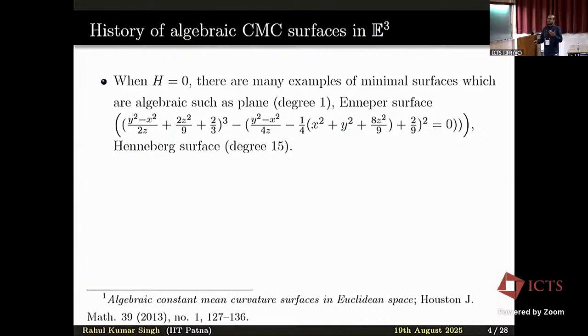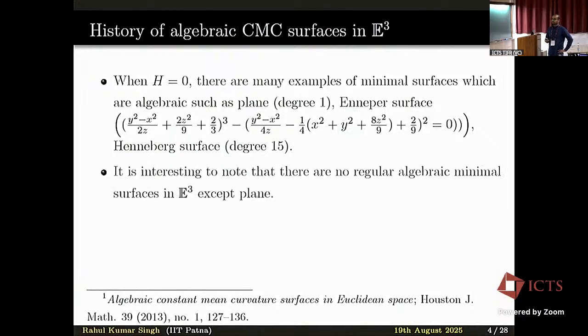And the same is true for the Henneberg surface, which is a degree 15 surface. That means you can write down a degree 15 polynomial whose zero set will be a Henneberg surface, and it's not regular. In fact, there are no regular algebraic minimal surfaces in E3 except the plane. When I say regular algebraic, we always think about that definition which I showed you in the first slide. So the plane is the only example.